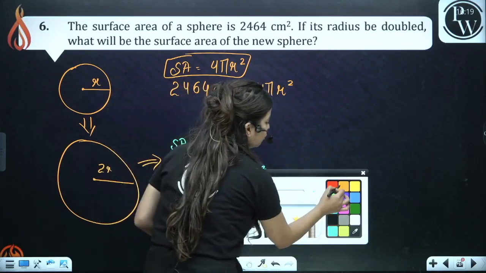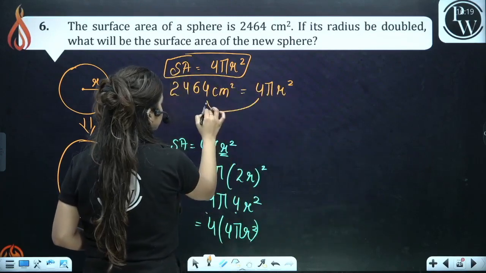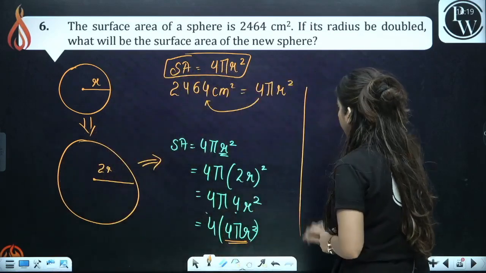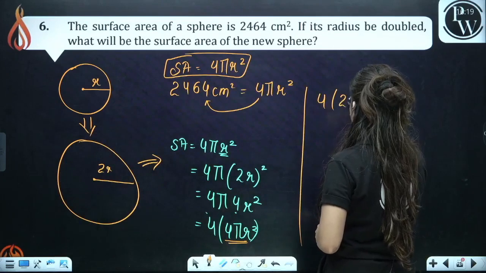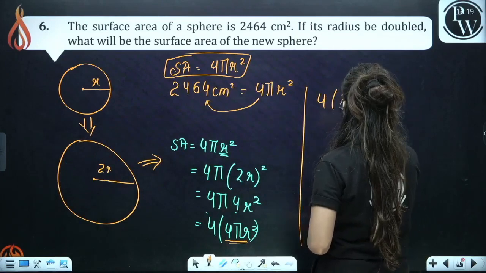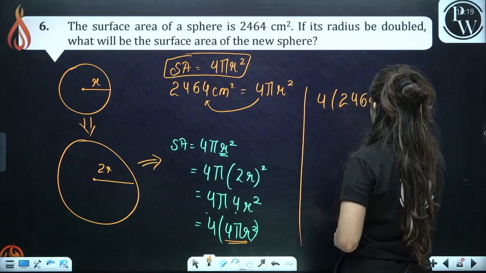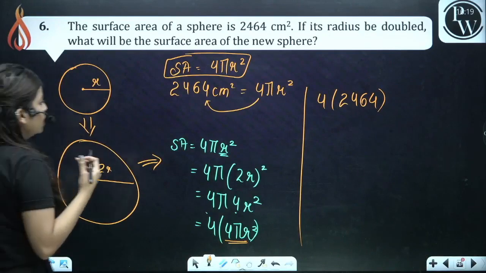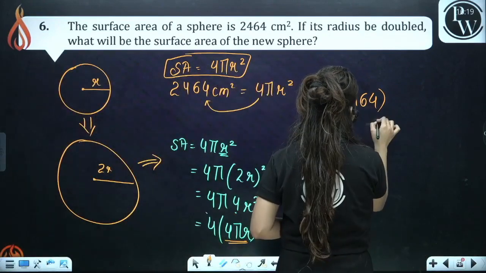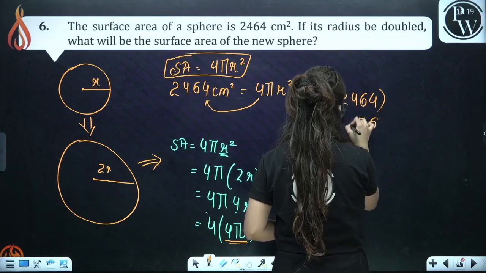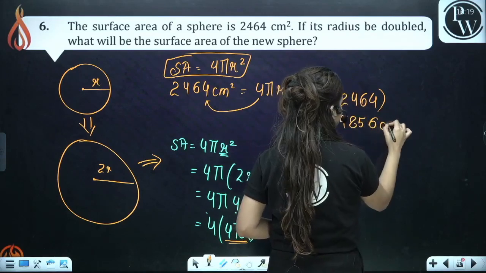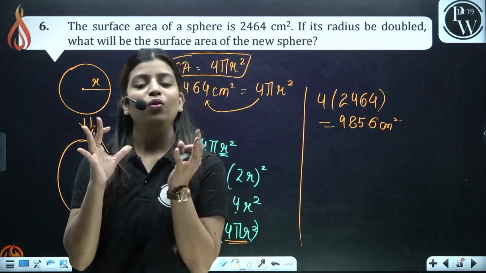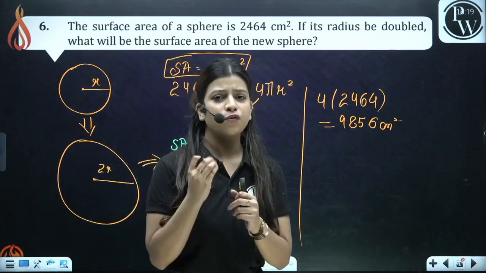And I know that this 4 pi r square is 2464. So in place of this 4 pi r square, I can write 2464 centimeter square, that is 4 times the original. Got my point? There was a sphere whose surface area was 4 pi r square.